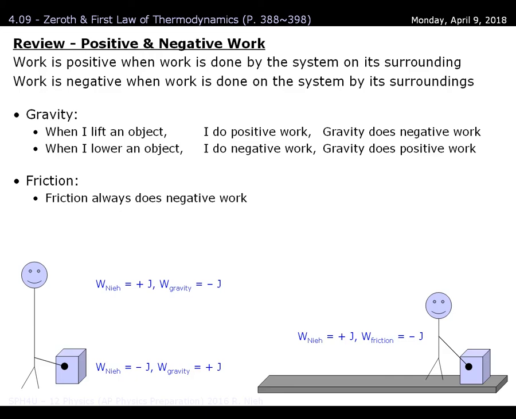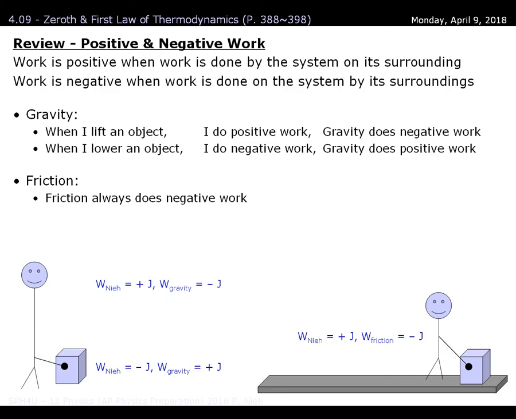Before we advance forwards, I would like to redirect your attention to the two definitions at the top. Work is positive when work is done by the system onto its surroundings. An example of this would be a balloon filled up with gas, and let's say that gas keeps on expanding. Well, now the balloon's able to bump into something, meaning that the balloon is capable of performing positive work.